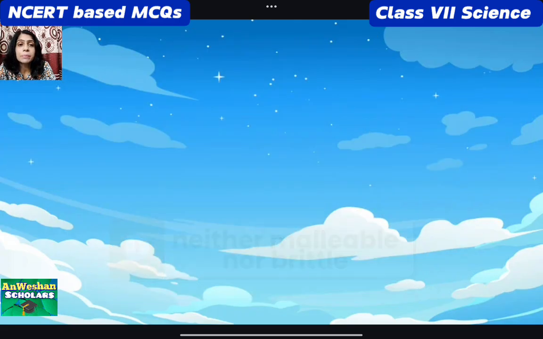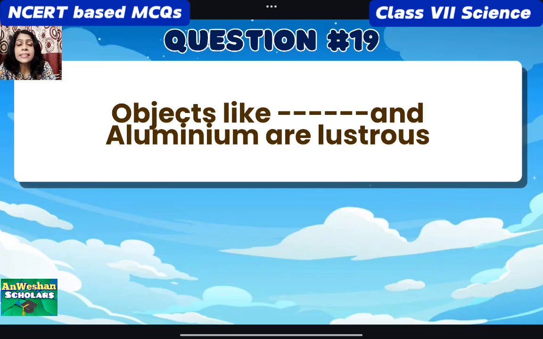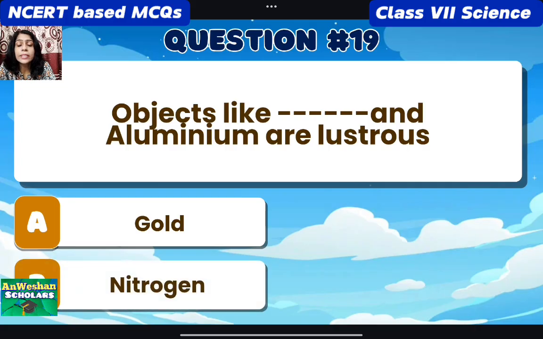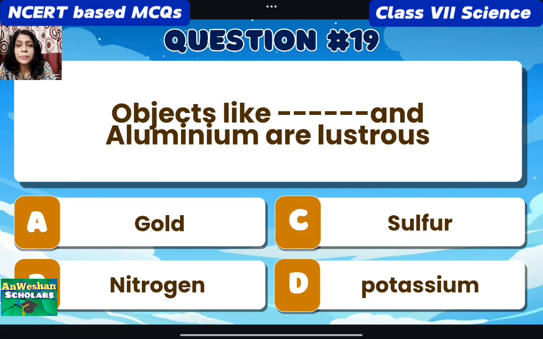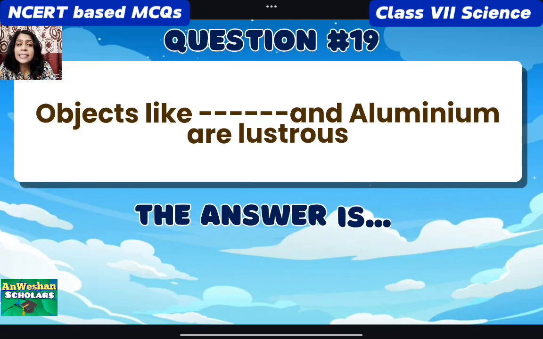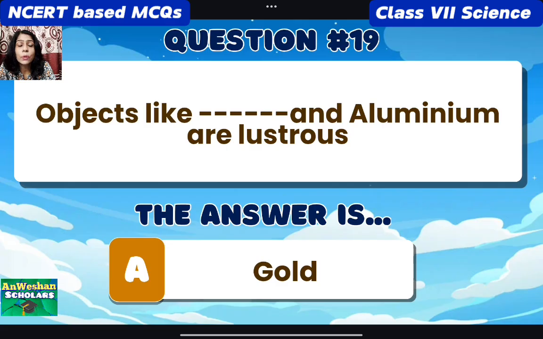Okay, now question number 19. Objects like dash and aluminium are lustrous. Option A, gold, B, nitrogen, C, sulfur, D, potassium. Recall that only metals are generally lustrous. That is, they have a shiny appearance. And gold, my dear students, is said to be one of the most shiny metals on earth, right? So our option A, gold, is the correct option. Objects like gold and aluminium are definitely lustrous.